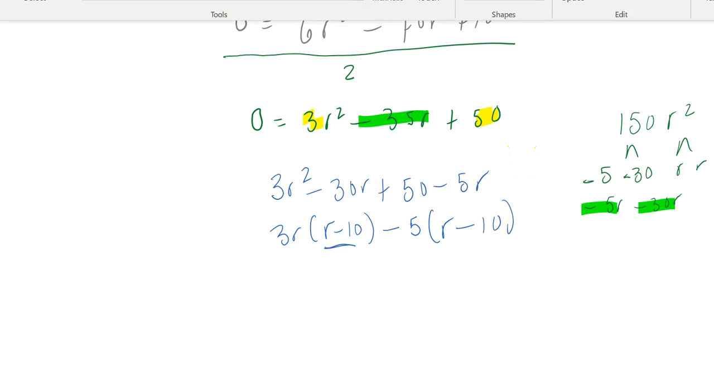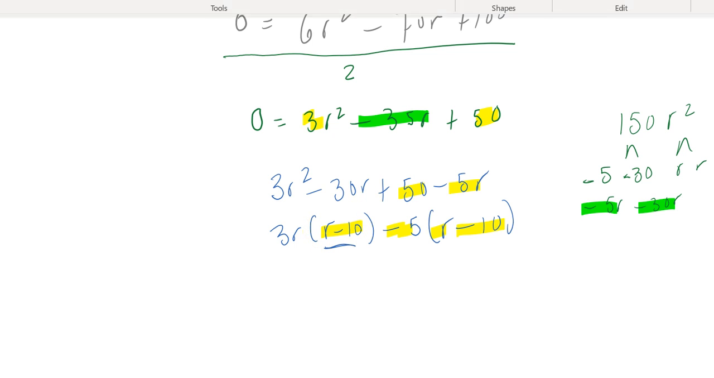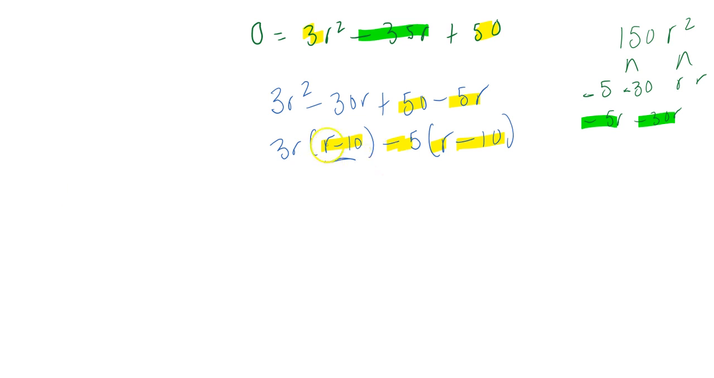And how did I get that? Negative 5 times r is negative 5r. Negative 5 times negative 10 is a positive 50. And the good news is we have a mirrored r minus 10. So factor by grouping says, go ahead and put together your coefficients on each side. So I've got a 3r minus a 5 is one of my binomials. r minus 10 is the other.